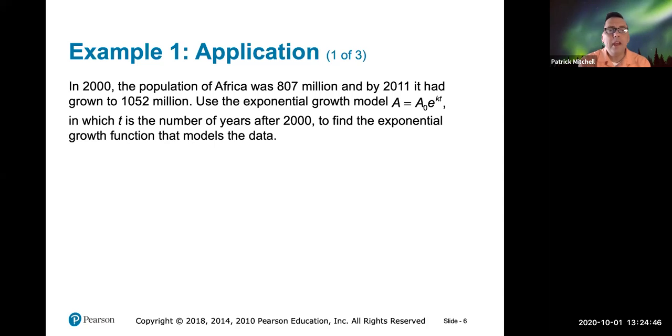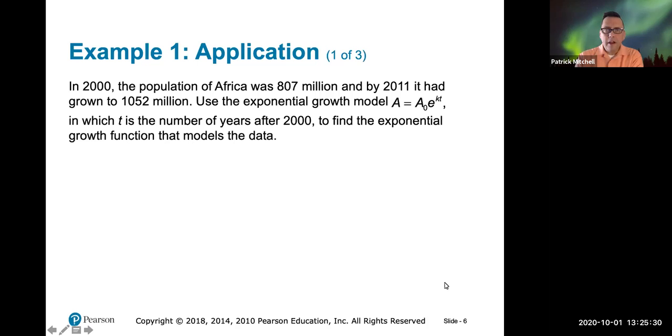So here's an example. In 2000, the population of Africa was 807 million, and by 2011, it had grown to 1,052 million. Use the exponential growth model A equals a sub 0 e to the kt, in which t is the number of years after 2000, to find the exponential growth function that models the data. Like I did in the last section, I'm going to work these problems out on the tablet. They are a little involved, and so I think you might get a little more out of that than if I just try to bring it up on the screen here.